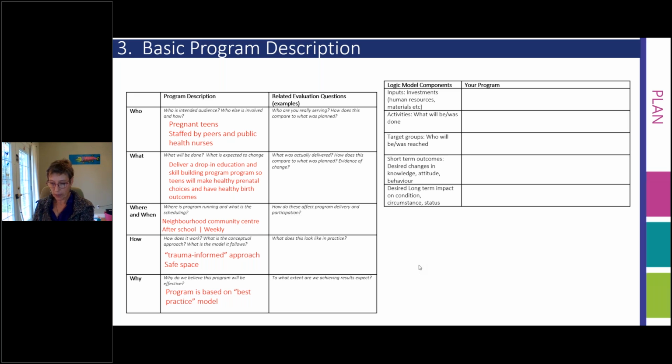But for now, what we'd like you to do is go through and think of your project, and for one or two of those program description areas, write down your program details. Should we move to the next slide, Maria?